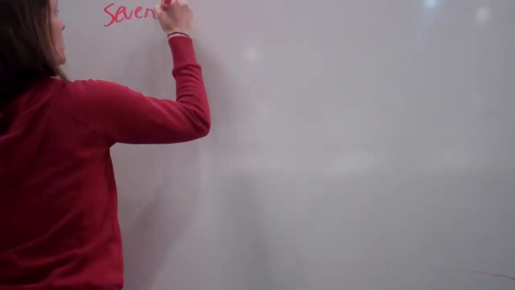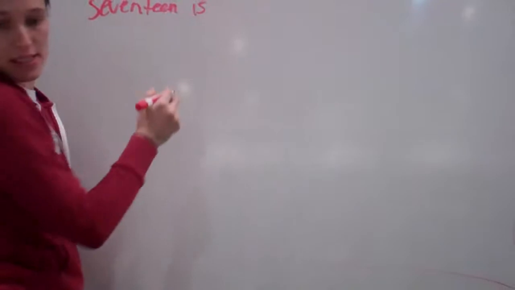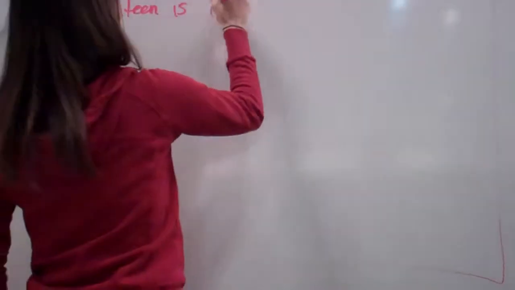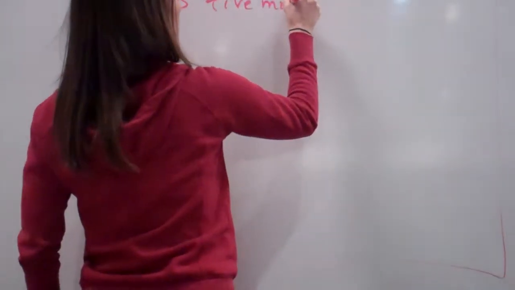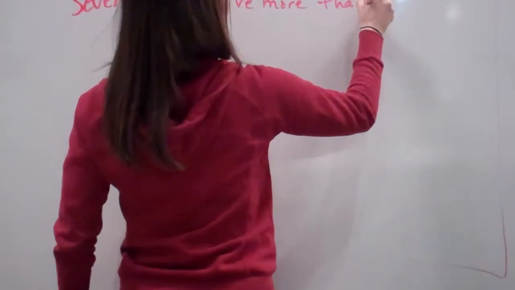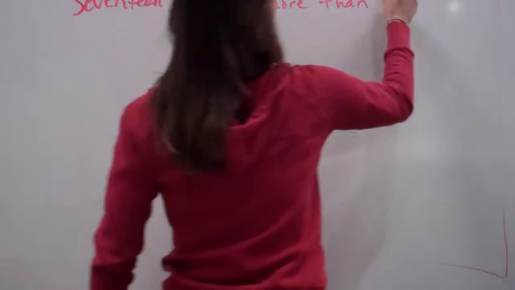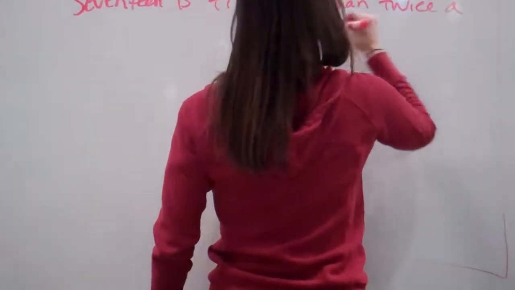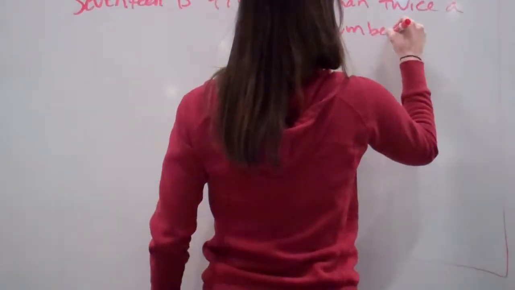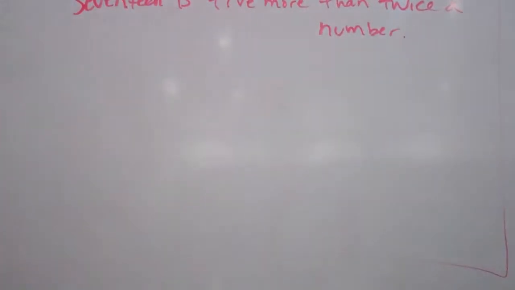17. I'm going to write this one out too. 17 is 5 more than, what is it? Twice a number. Twice a number. Okay, so this is the equation they say.